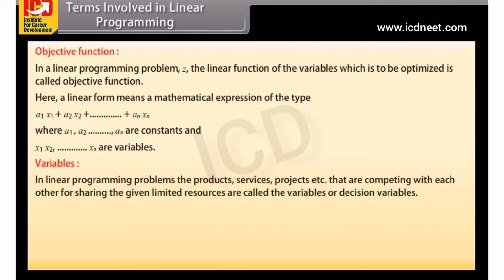Variables. In linear programming problems, the products, services, projects, etc. that are competing with each other for sharing the given limited resources are called the variables or decision variables.